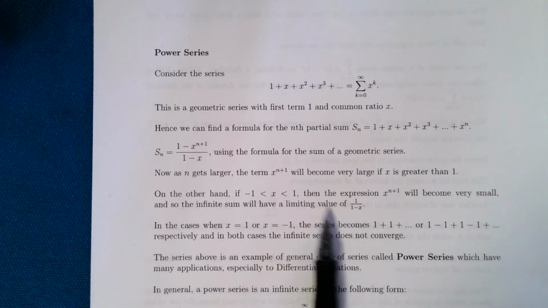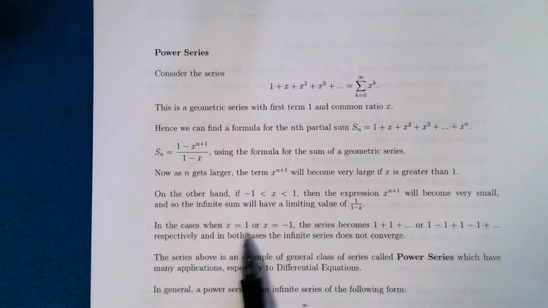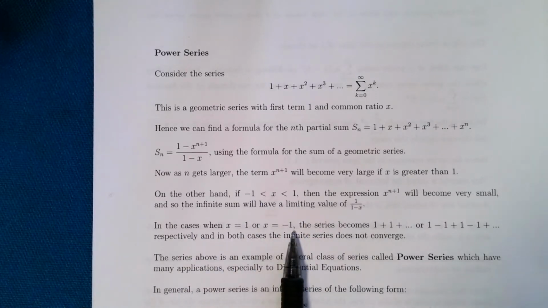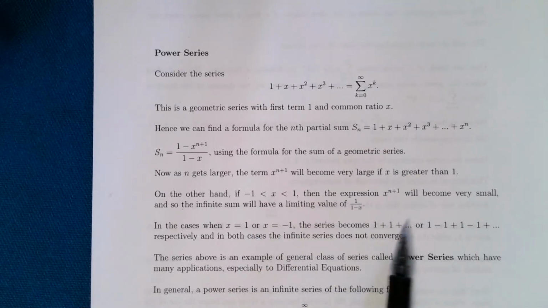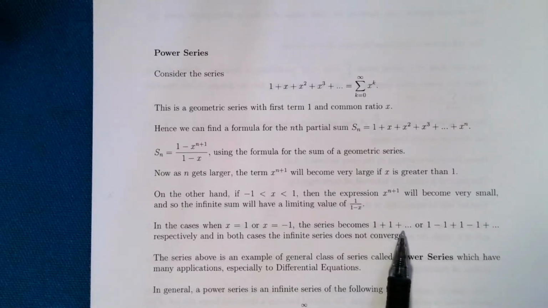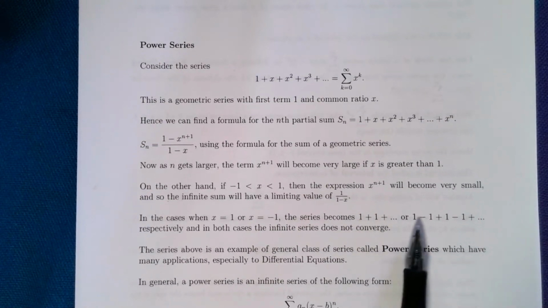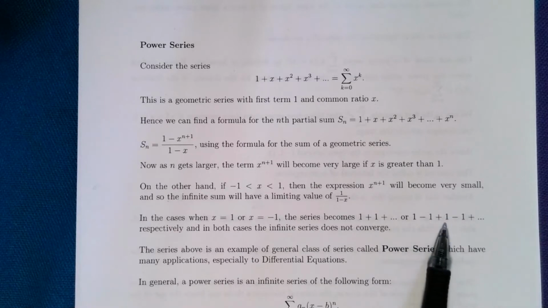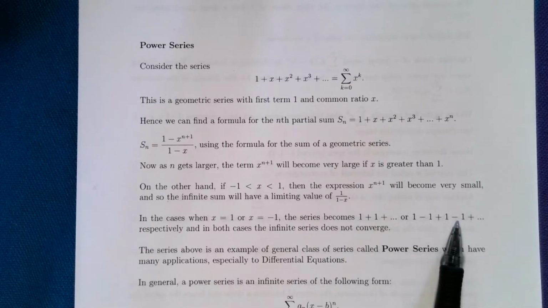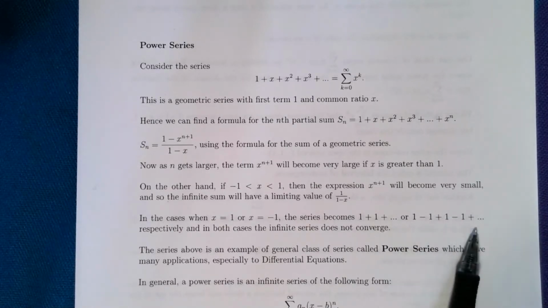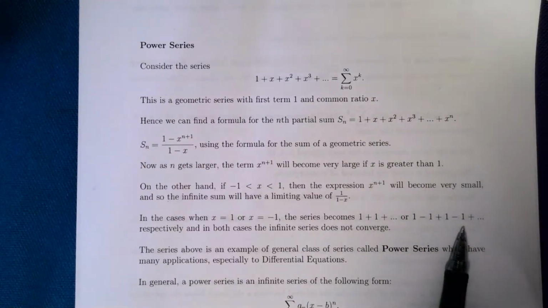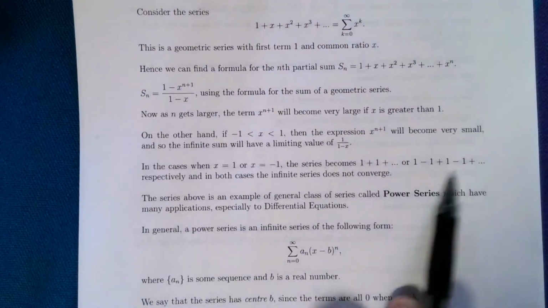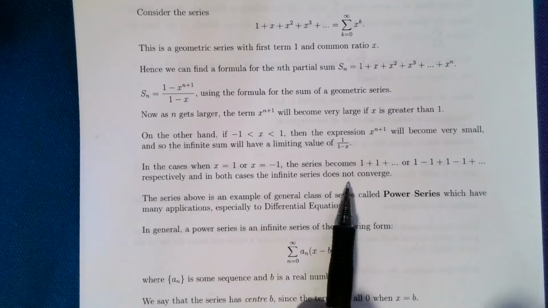Now, at the two extremes, in the case where x is 1 or x is minus 1: in the case of x is 1, well, we just get 1 plus 1 plus 1 plus 1 forever, which obviously diverges. In the case of x is minus 1, then I'll get 1 minus 1, and then minus 1 squared is plus 1, and minus 1 cubed is minus 1, and so on. And this one here is boundedly divergent. It doesn't converge to anything. And so, in both cases, the infinite series doesn't converge.